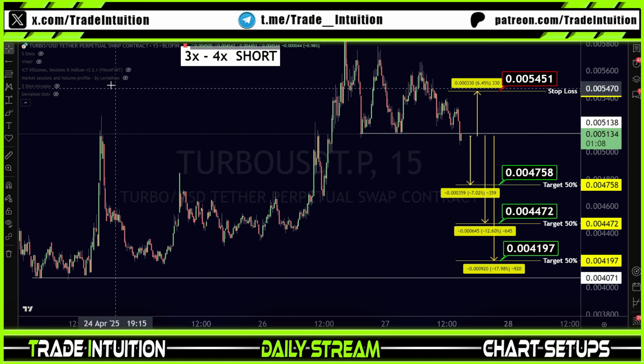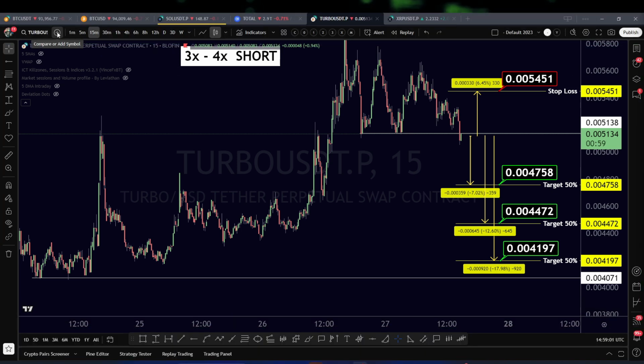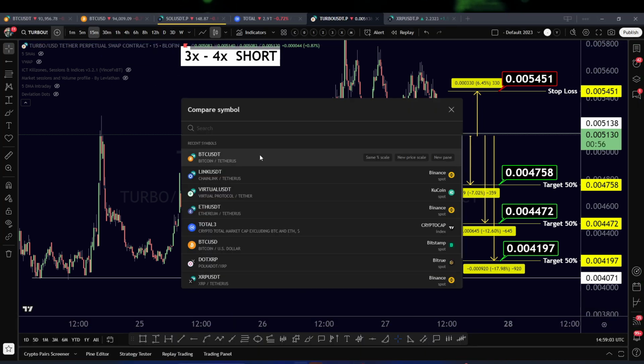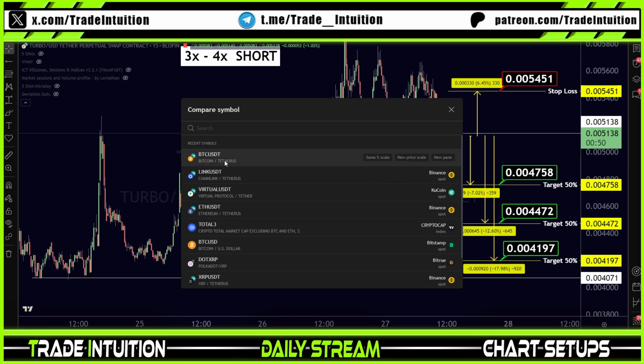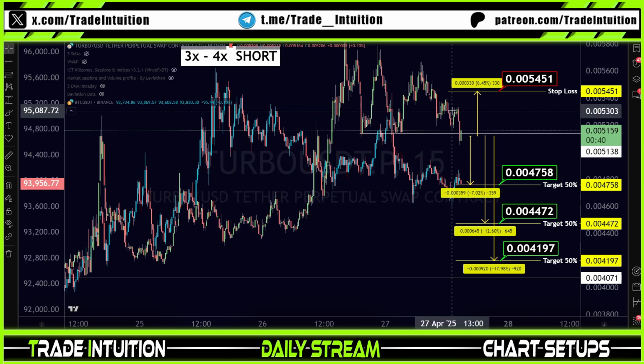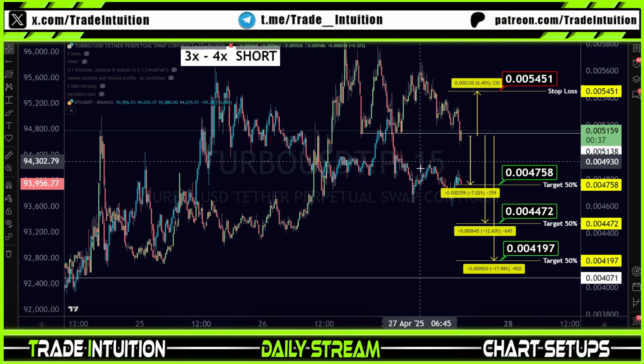On the upper left-hand corner, right where it has the name, it has a little plus sign. I'm going to click on this plus, type in Bitcoin, and for me, I'm going to use Bitcoin Binance. And I want to go to new price scale.